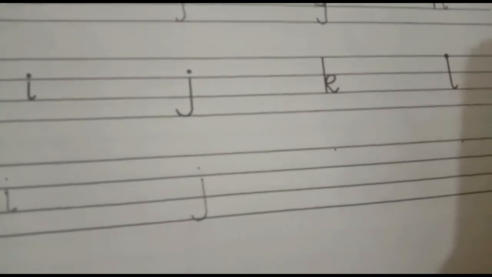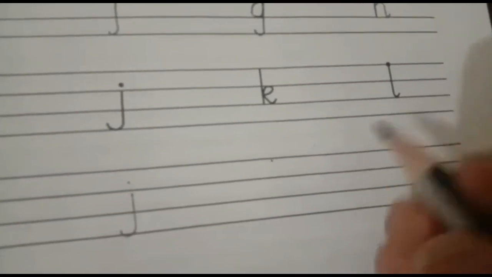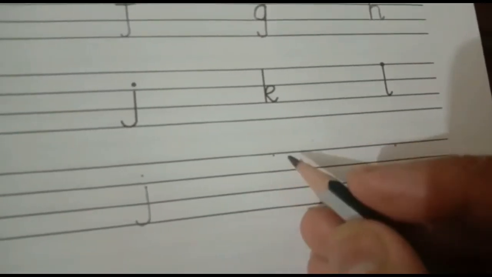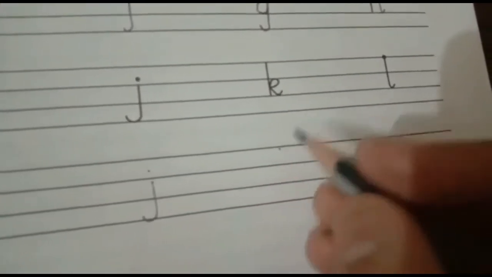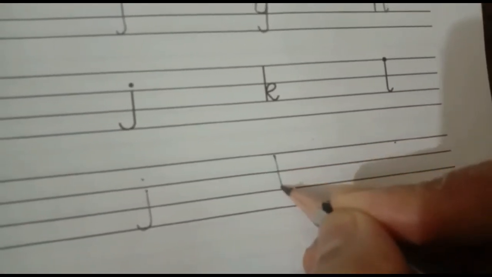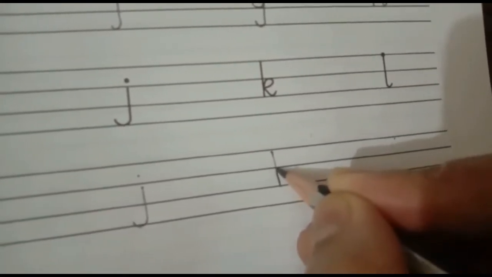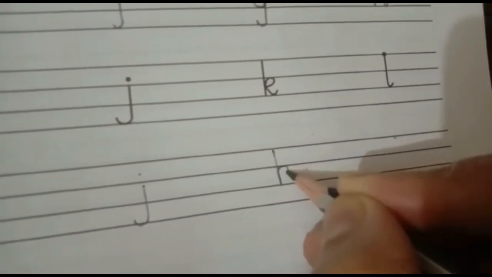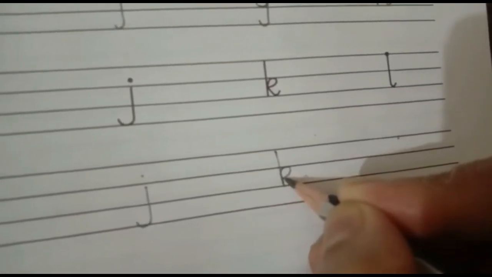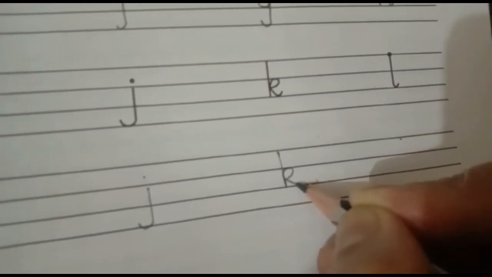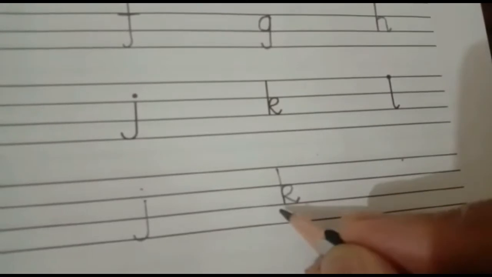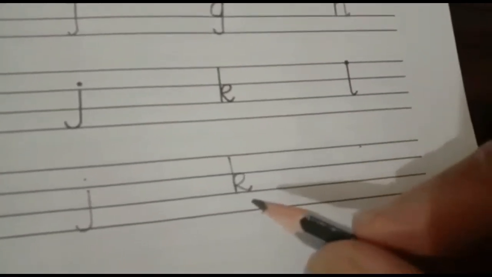Okay, now the next letter K. This is lowercase k, and the sound of this letter is K. Okay, for letter K, I will start from the top line. Now come down, touch the base line. Now go up, touch the middle line, and here I will make a little curve like this, and now I will make a slant line with it, and now I will make a little tail with it. Yes, this is lowercase k.